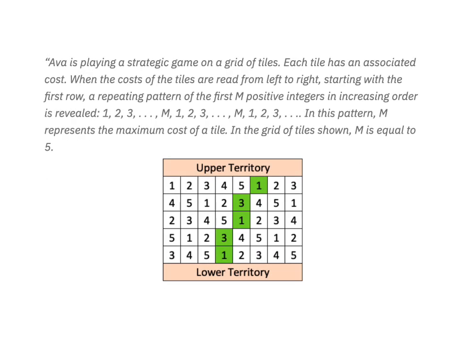Here is the problem description taken verbatim from the contest. Ava is playing a strategic game on a grid of tiles. Each tile has an associated cost. When the cost of the tiles are read from left to right, starting with the first row, a repeating pattern of the first m positive integers in increasing order is revealed: 1, 2, 3 up to m, followed by 1, 2, 3 up to m, and so on. In this pattern, m represents the maximum cost of a tile. In the grid of tiles shown, m is equal to 5.